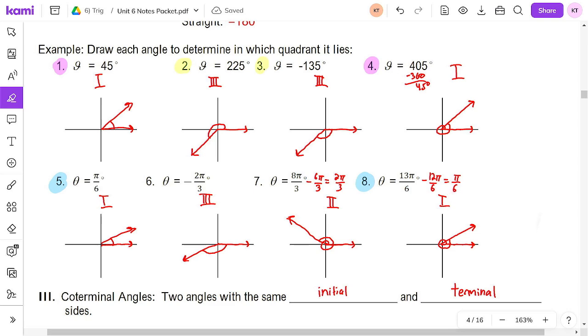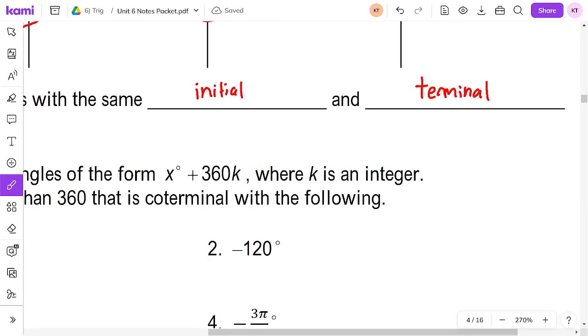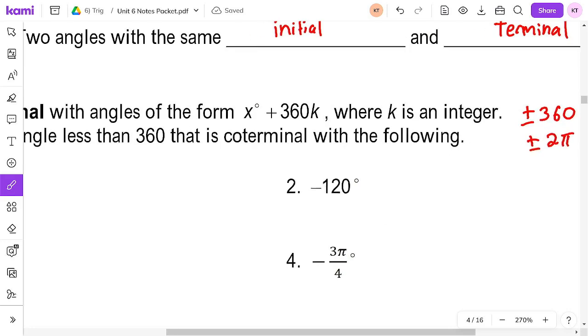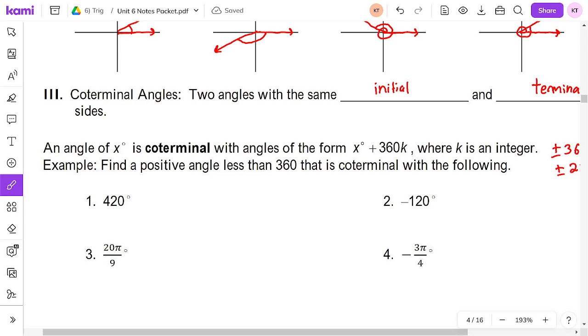So essentially, just like what it says below, an angle of x degrees is coterminal with angles of the form x degrees plus 360k, where k is an integer. That's just saying I'm either going to be adding or subtracting 360 degrees, or adding or subtracting 2 pi if we're in radians. So if I was to find a coterminal angle that's less than 360 for 420, I would subtract 360 degrees, which would give me 60 degrees. So 420 and 60 degrees are coterminal angles.